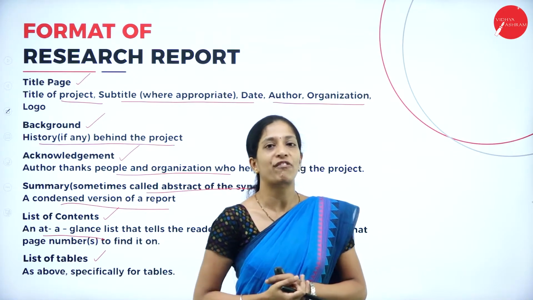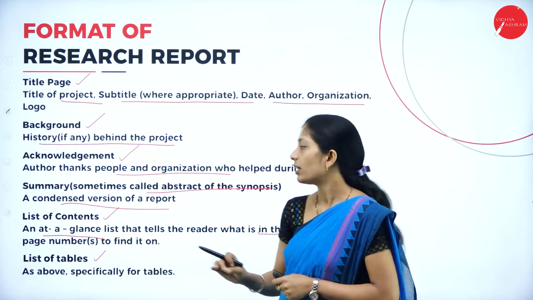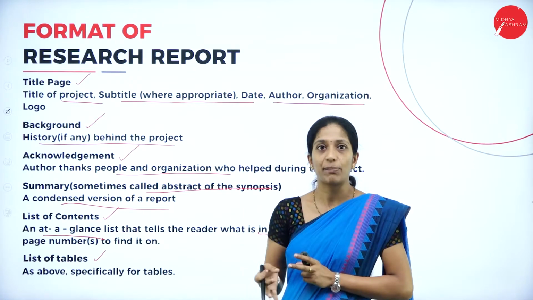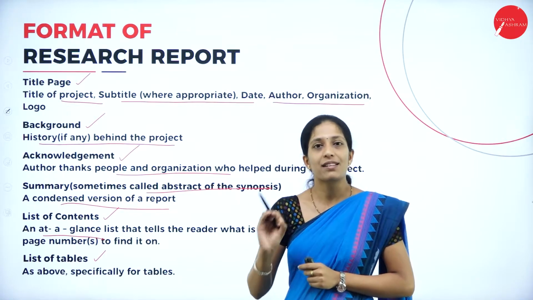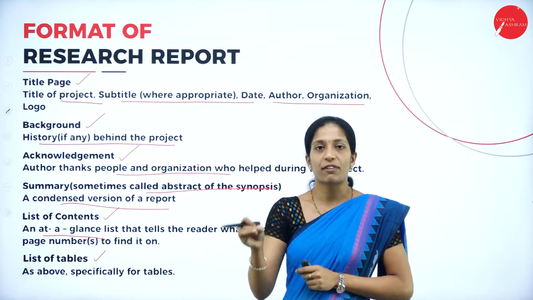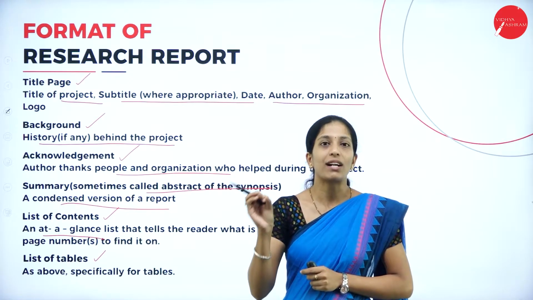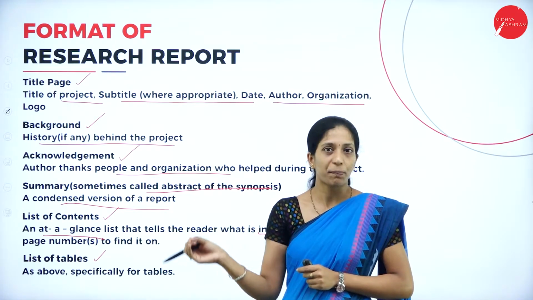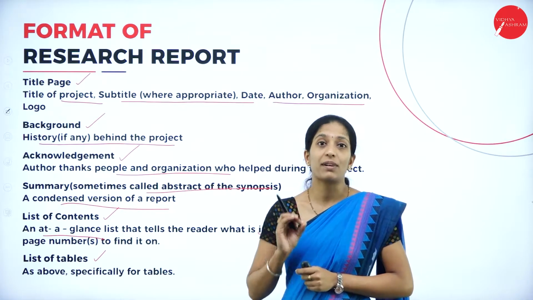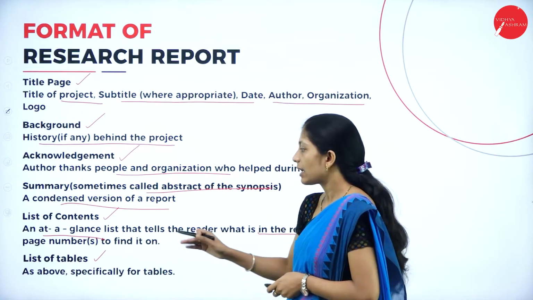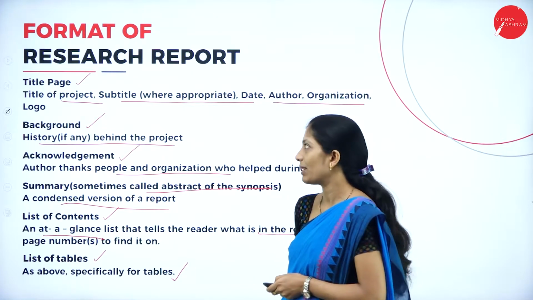So, it may be in the form of tables or diagrams. Suppose he has prepared tables in order to interpret the information. So, that list of tables should be there. That is the list of tables. Table number 1: what does table number 1 tell about? And what is the page number the user can refer to? So, everything is in the list of tables heading. That is as above, specifically for tables.